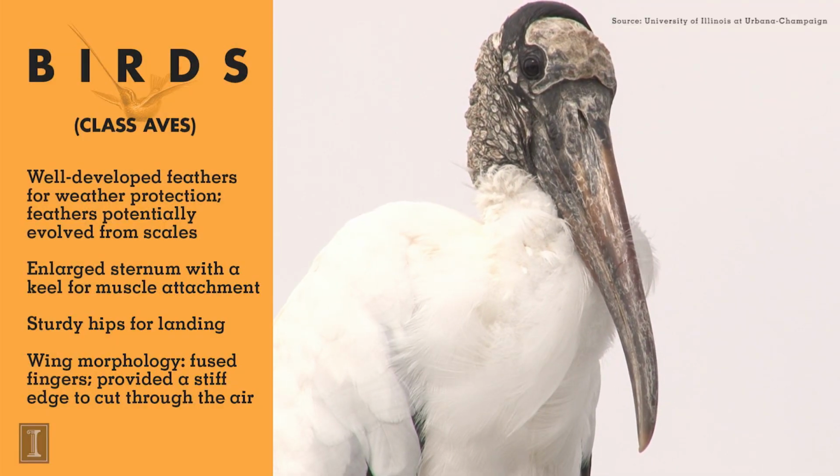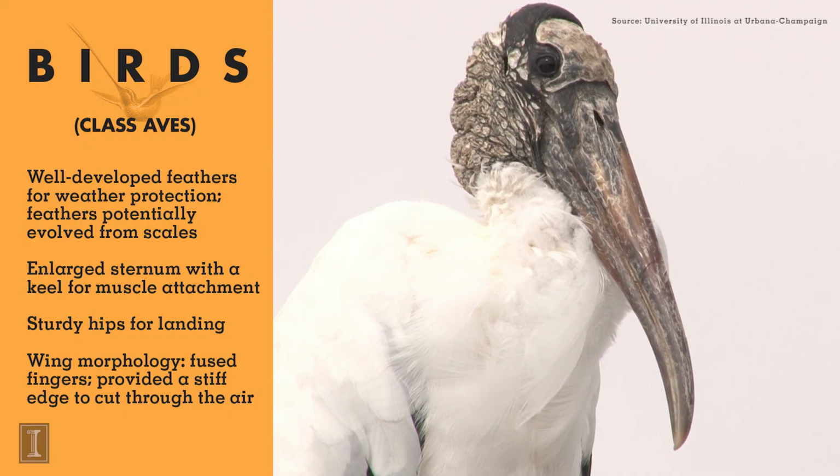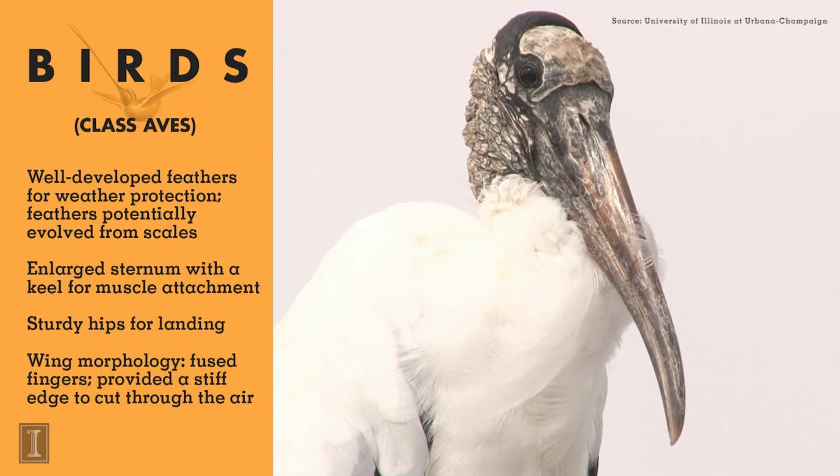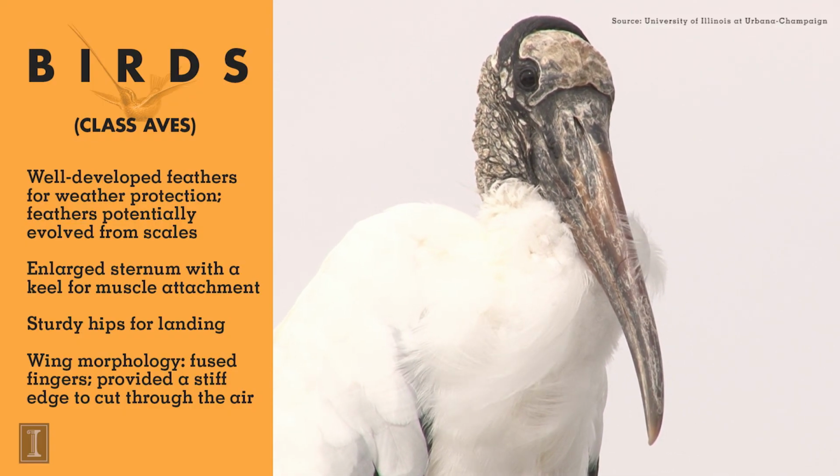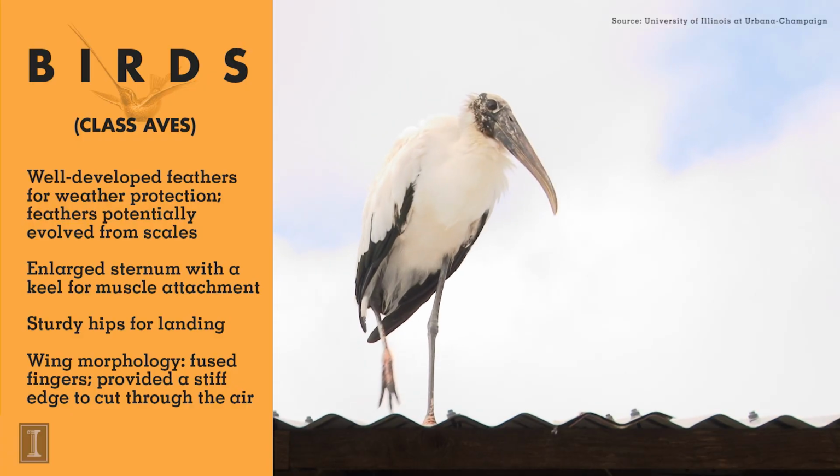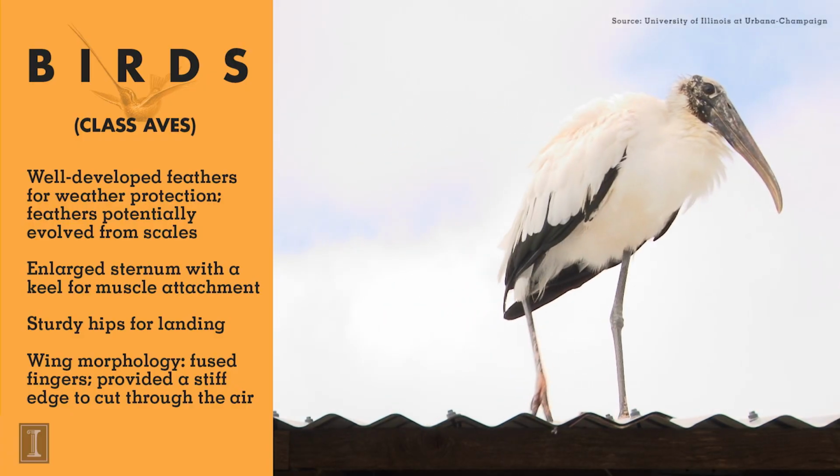The second class that has developed flight is the class Aves, and these are the birds. You'll be most familiar probably with this class of flyers here. Birds developed in the Upper Jurassic, and obviously they're still around today, so we'd call that the Upper Jurassic to the recent. These are the most successful flyers, and they're both extremely abundant and diverse.